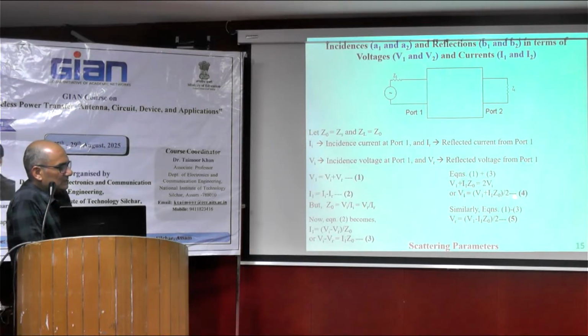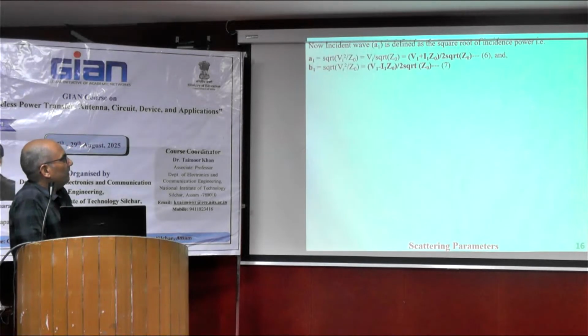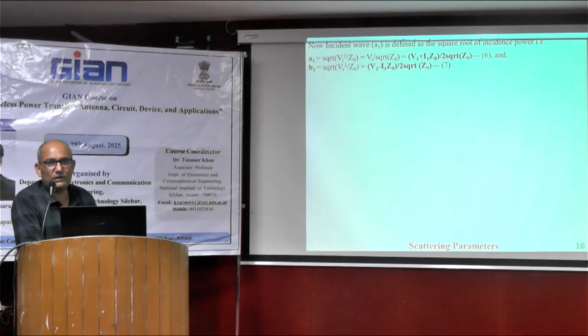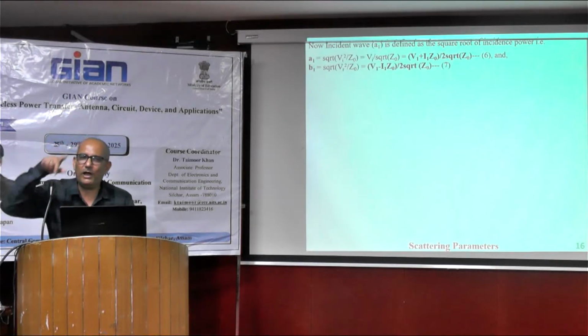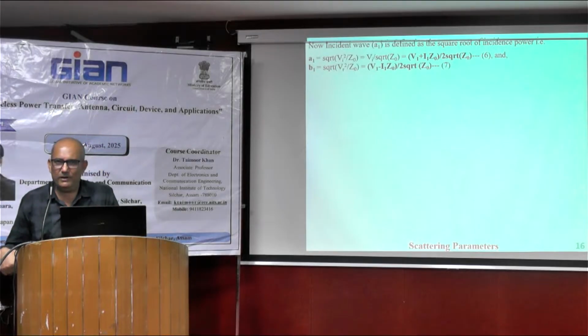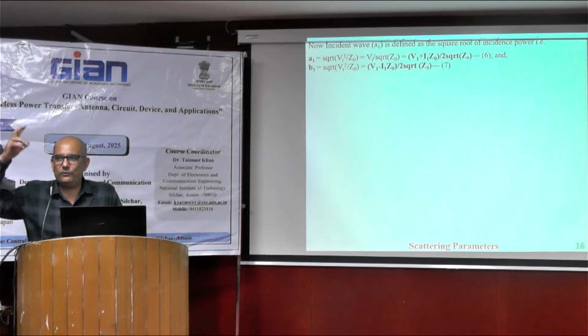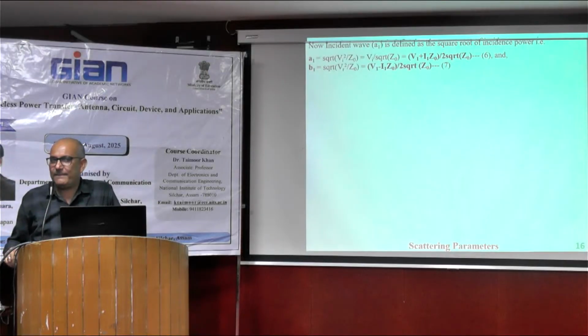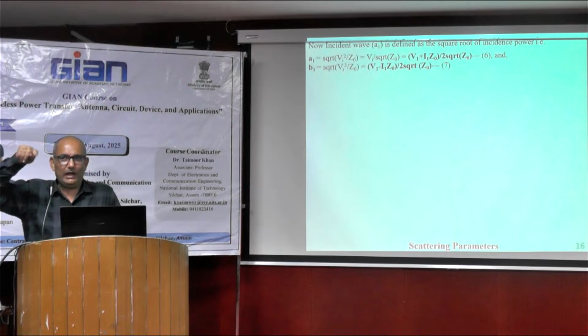That incidence in source and reflection in source that you have obtained here. Now what to do? Now A1 equals the square root of Vi square upon Z0. Vi square is what? V square upon R is what? Power. V square upon R, I square R, Vi. These are the power terms. V square R, V square upon R and I square R.